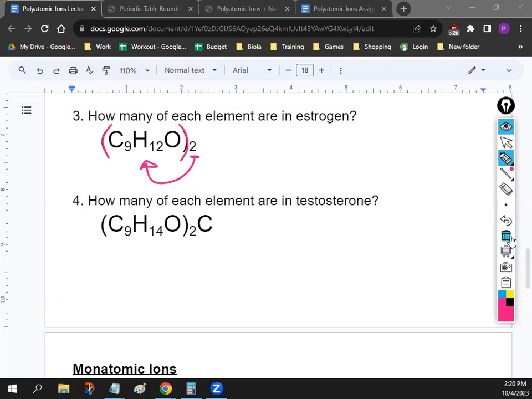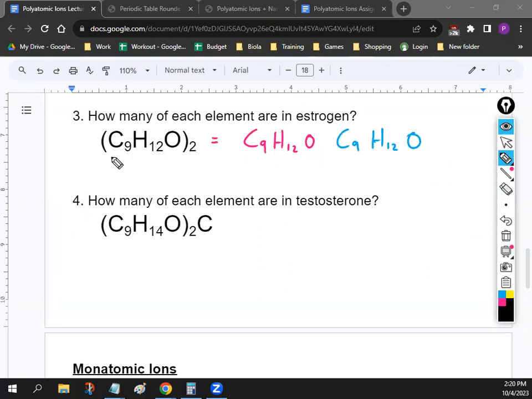So you can rewrite this formula just like this. This is the same thing as C9H12O2, but you have it 2 times. You can just write it next to each other 2 times. C9H12 and O. Oops.